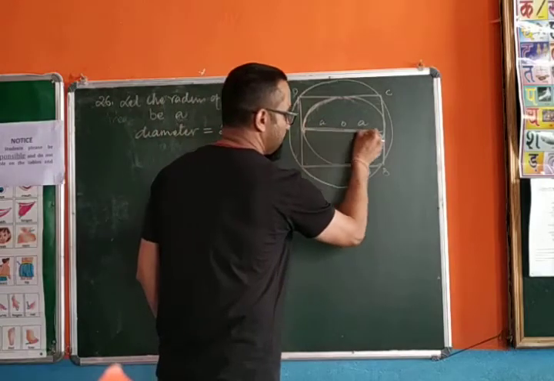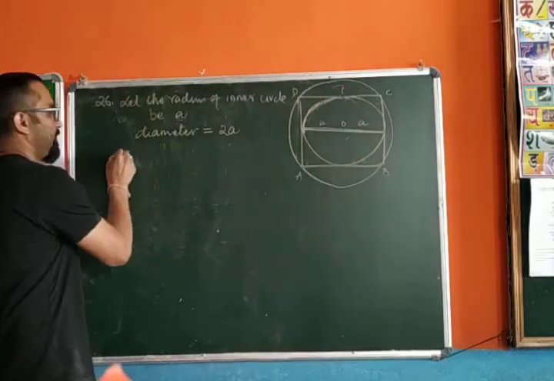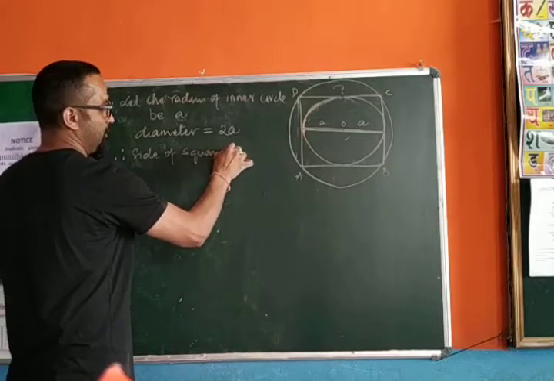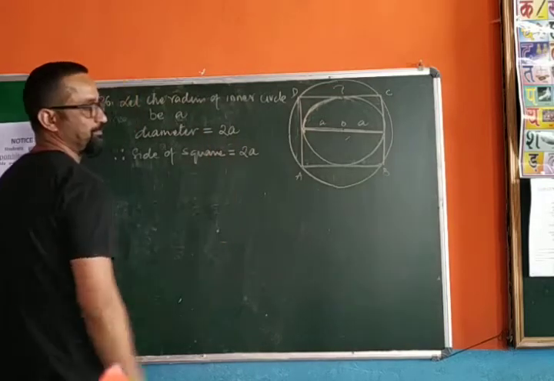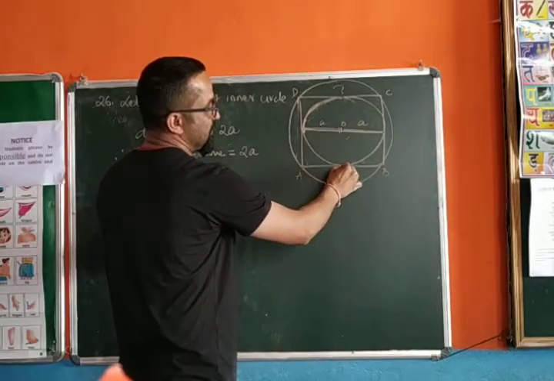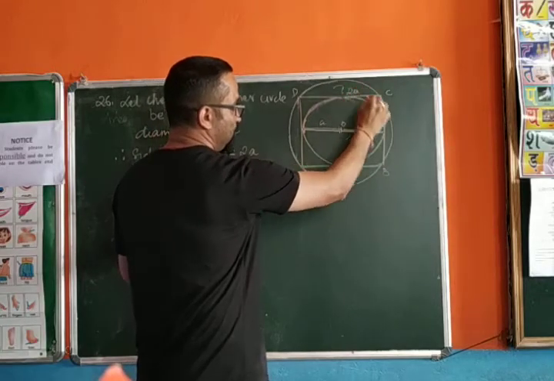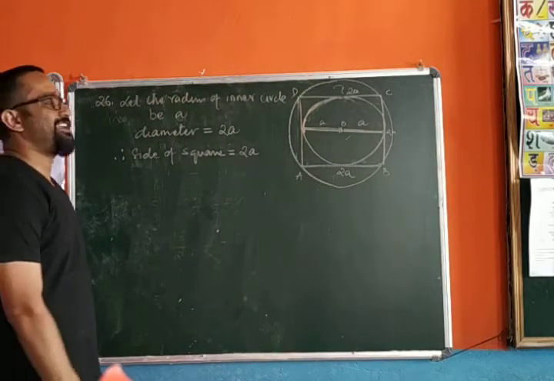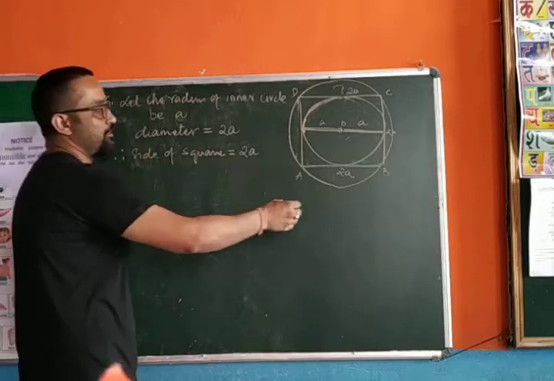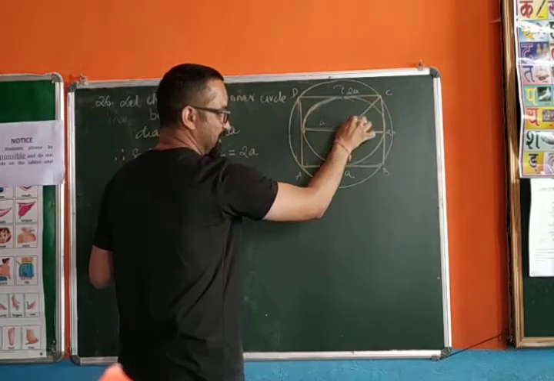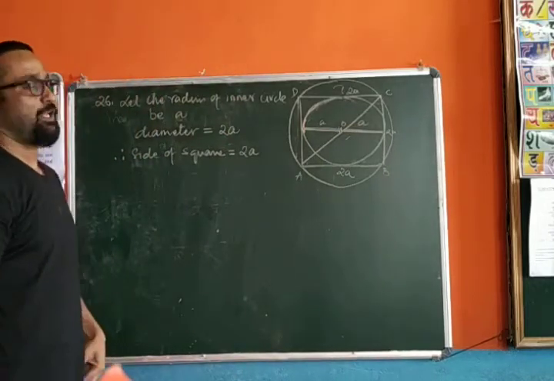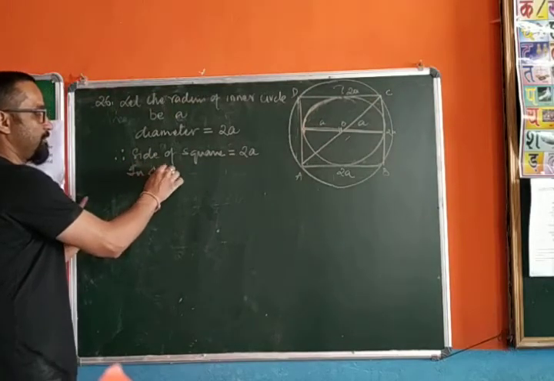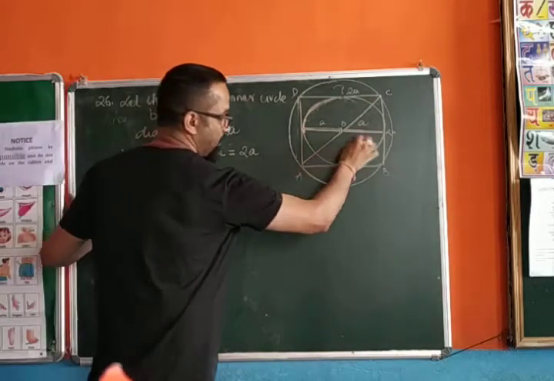And this diameter is the side of the square. Therefore, side of square is equal to 2A, because opposite sides are equal. 2A, 2A, 2A, 2A, sides of the square. Now we have to calculate the radius of the outer circle. So we join AC, such that you get a right angle triangle. In triangle ABC, right angle triangle.